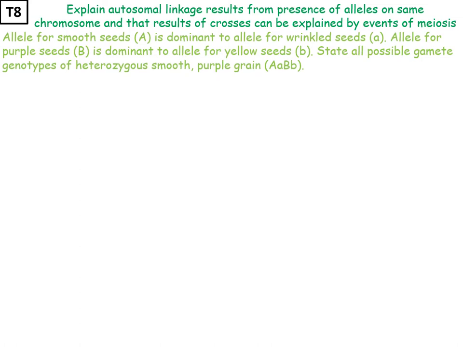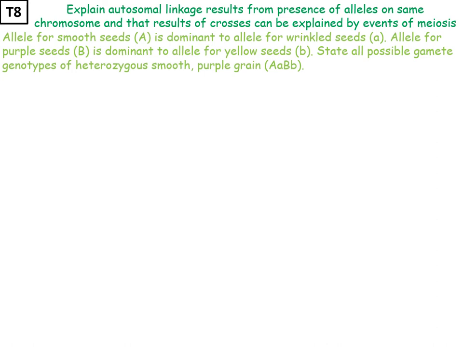Explain autosomal linkage results from presence of alleles on the same chromosome, and that results of crosses can be explained by events of meiosis. So in this example here, allele for smooth seeds, A, is dominant to allele for wrinkled seeds, lowercase a. Allele for purple seeds, capital B, is dominant to allele for yellow seeds, lowercase b. State all the possible gamete genotypes of heterozygous smooth purple grain, capital A, lowercase a, capital B, lowercase b. What are the possible alleles that could be in the gamete?